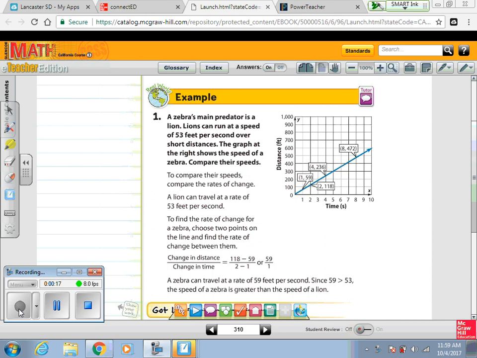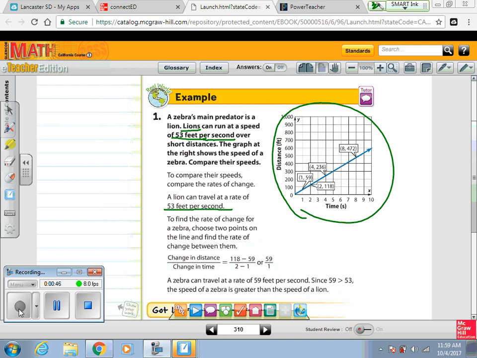So here, a zebra's main predator is lions. Lions can run at a speed of 53 feet per second. And the graph at the right shows the speed of a zebra. So we have the lion speed right here, and then the graph gives us the speed of a zebra. The rate of change for the lion, they give you as 53 feet per second.